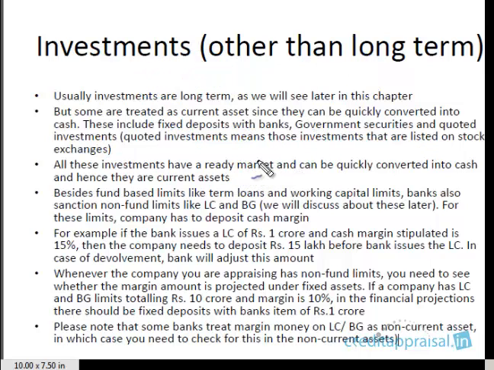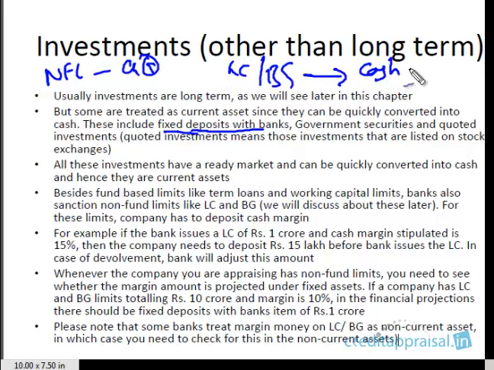One more point, when you deal with fixed deposits with banks, you have to be careful here. We didn't discuss non-fund limits, right? This we are going to discuss in chapter 9. When you come to non-fund limits, there we are going to discuss LC and BG. What banks usually stipulate is some cash margin. This we'll discuss in detail later. Please understand that in case of non-fund limits, banks stipulate cash margin.